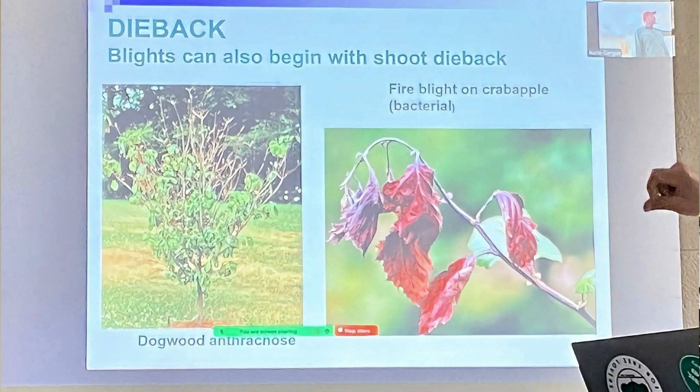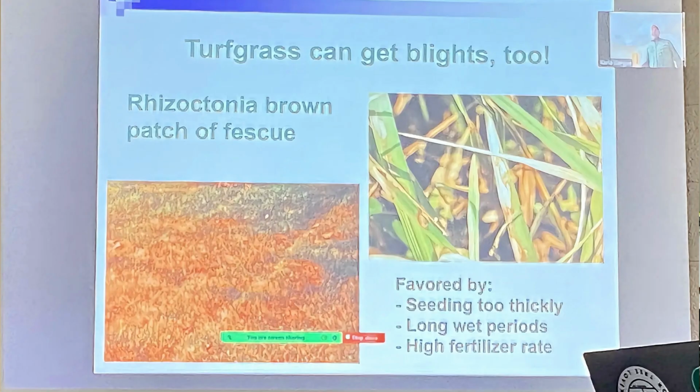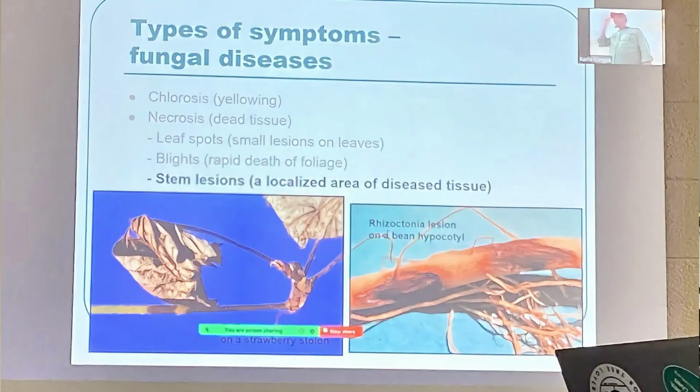Dieback. Blights can also begin with shoot dieback, like fire blight on crabapple. It's bacterial. Turfgrass can get blights too. There's brown patch of fescue, favored by seeding too thickly, long wet periods, and high fertilizer rate.